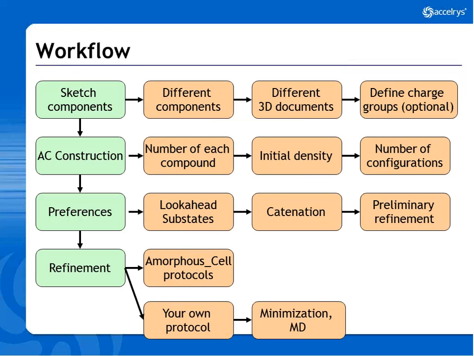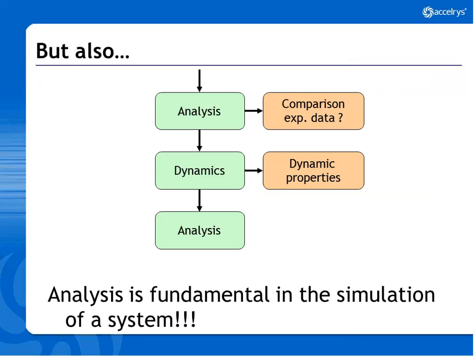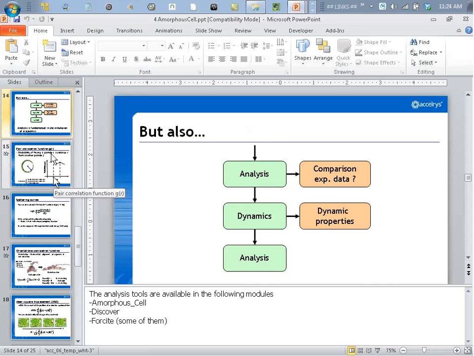Basically, the workflow is this. You sketch your components to make your polymer, you build your 3D geometries, you define your charges, you say how many of those I want to grow in my amorphous polymer. That tells you what's the density, you define the number of initial configurations, and you basically set up a bunch of little preferences, which you can use the defaults out of the box, or you can customize them. That allows you to do look-ahead catenation, refinement, and then you can go through your own minimization and calculation. The sorts of calculations are dynamics, where you can look at vibrations, compression, shears, and tension. So that's what you can do with this.